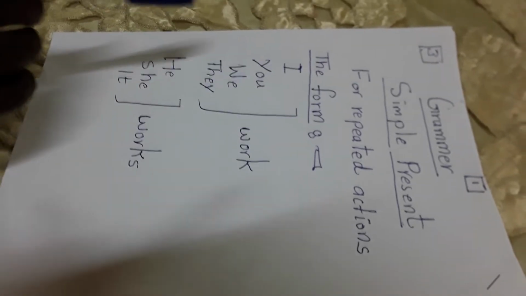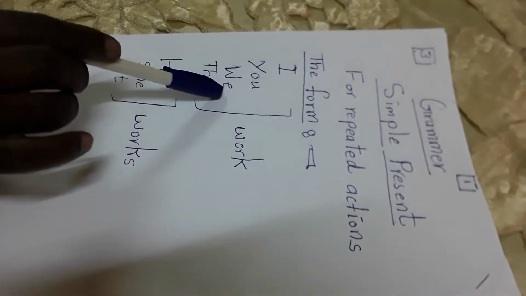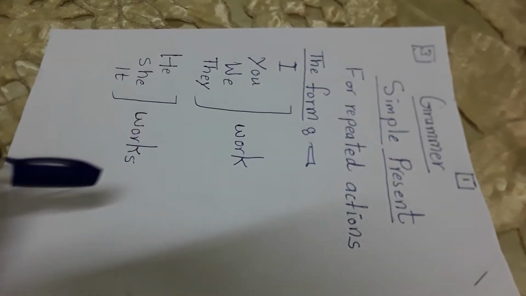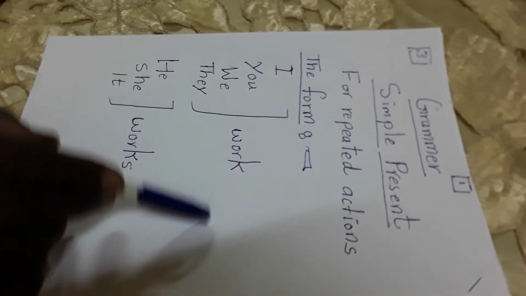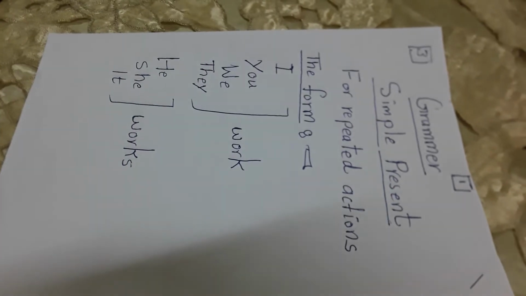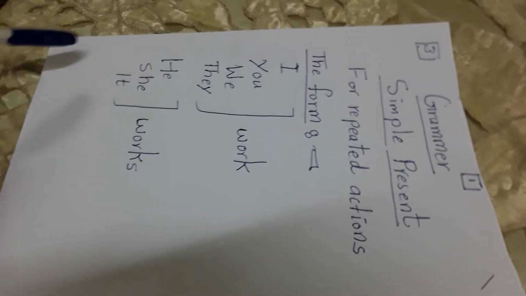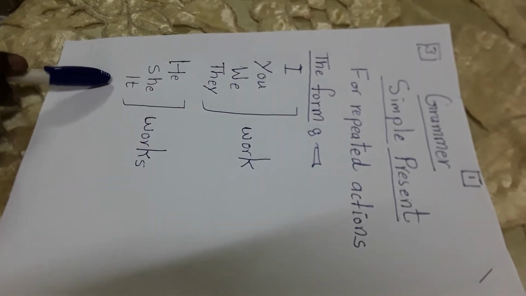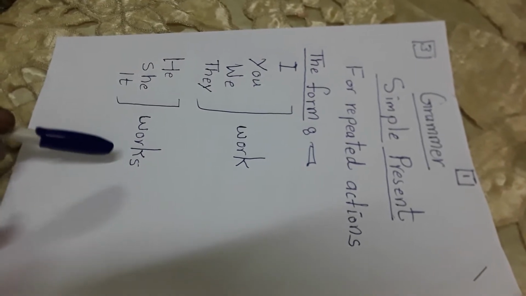When the subject of the sentence is I, or you, or we, or they, the verb that comes after that is in the infinitive without S. But if the subject is he, or she, or it, the verb takes S at the end of it.